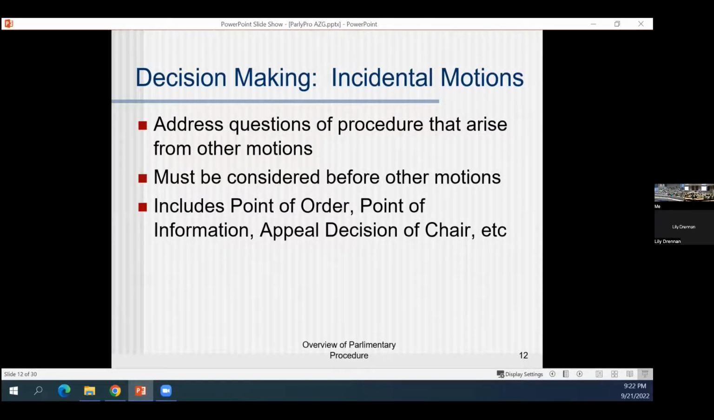Incidental motions deal with issues of procedure. Point of order, point of information, to get more information from the chair or from people who originally proposed the original motion. Again, you can't make a good decision if you don't have all of the facts in front of you. This is how you can go about getting it.